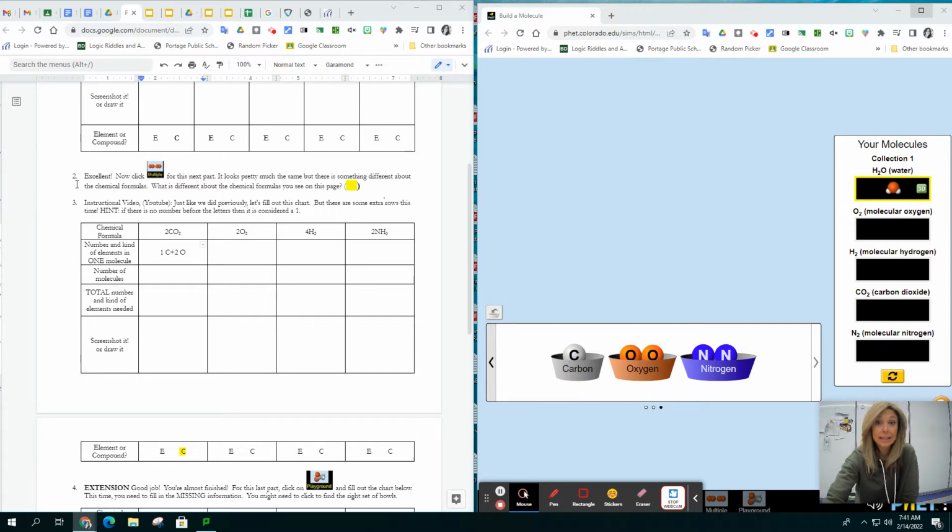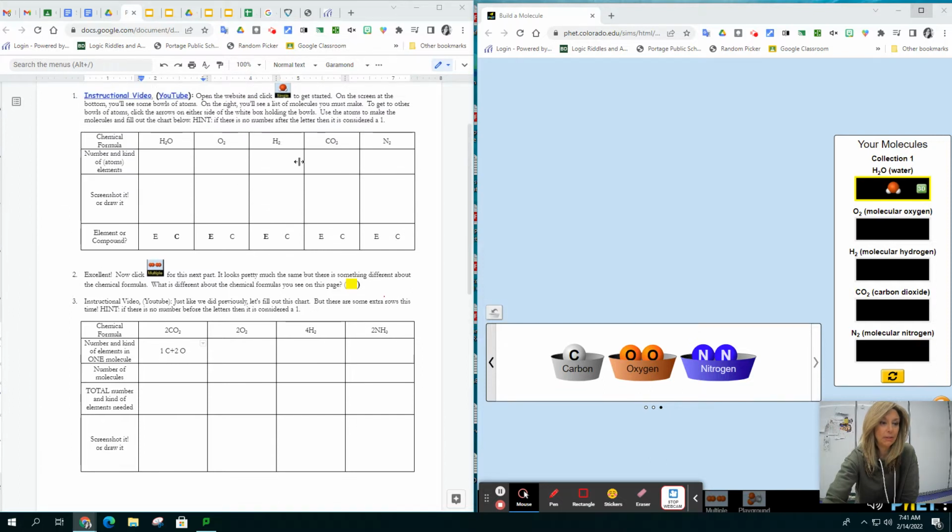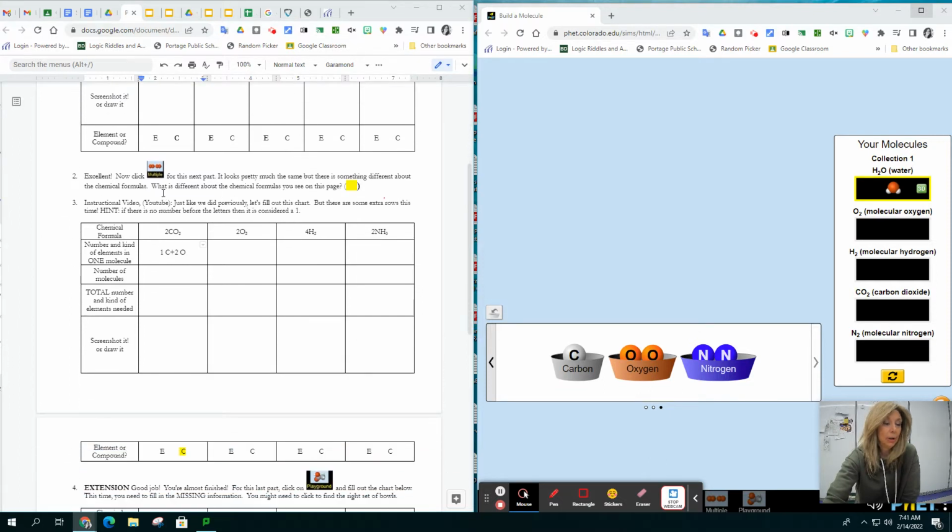Okay, it says, excellent. Now that you've built all of these molecules up here, we're going to click on multiple for the next part. It looks pretty much the same, but there is something different about the chemical formulas. Okay, so what do you think is different about these chemical formulas you see on this page?